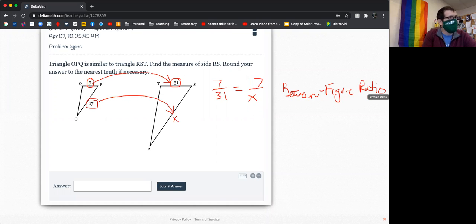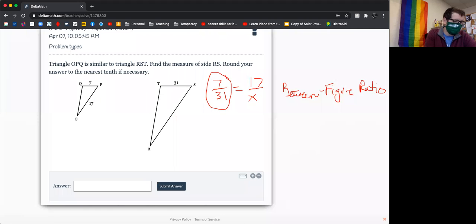I'm going to label this what we will call a between figure ratio. Now, I say between figure because notice right here, the 7 and 31, those are different values, the corresponding sides between 2 figures. All right, now I can compare that. I'm going to erase over here on the diagram, and I'm going to set up my proportion differently.